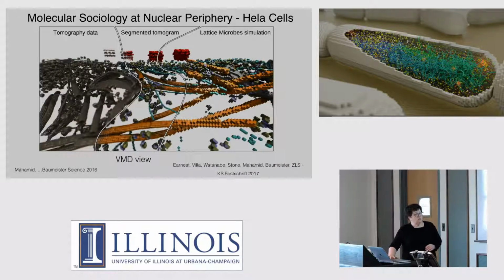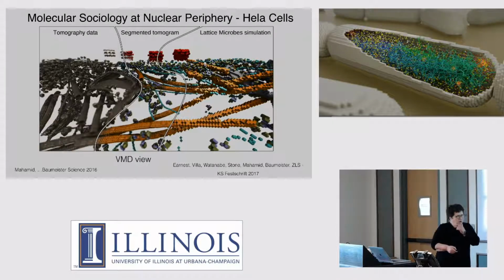And this picture here summarizes work that, again, was done with Wolfgang Baumeister. He published his pictures. I think the title of the paper was The Molecular Sociology at the Periphery of a HeLa Cell. And we published an article together in the Festschrift to my husband where we were showing what happens with their tomography data. So this is a real 3D data set from his microscopes there in Martinsried.